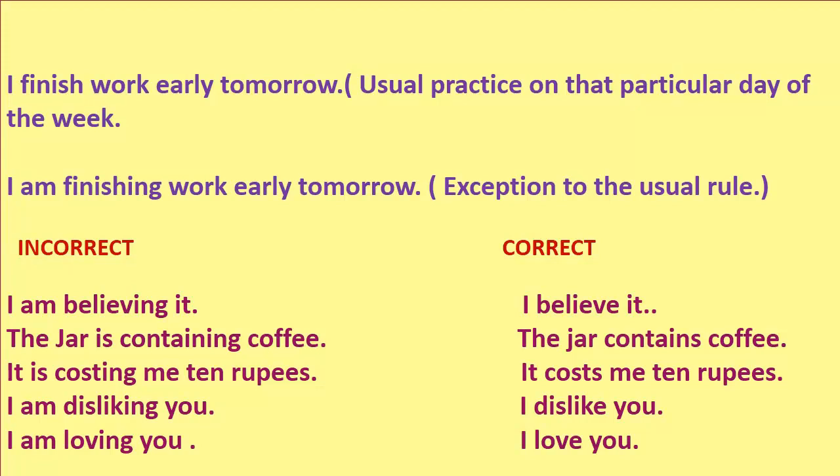Now children, here is an interesting fact: these are sentences in which you generally commit mistakes while speaking. You say I am believing it. It would be better to say I believe it. Incorrect, the jar is containing coffee. Correct, the jar contains coffee. Incorrect, it is costing me 10 rupees. Correct, it costs me 10 rupees. Incorrect, I am disliking you. Correct, I dislike you.